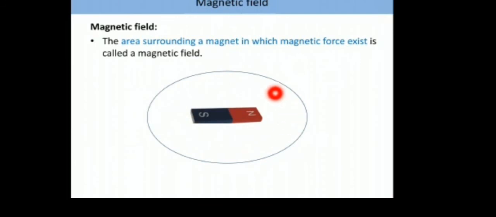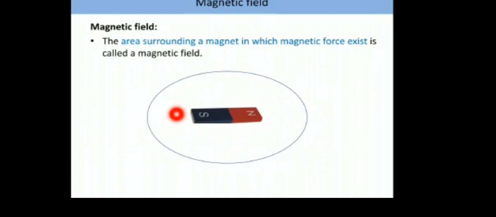The area surrounding a magnet in which, if a metal object is placed, it will attract. Don't place a heavy metal object, because this magnet is very small, so it will not attract something very heavy. If you keep a truck here and expect the magnet to attract it, it is very difficult, because this magnet does not have that much strength or power to attract a truck. So what is a magnetic field? It is the area surrounding a magnet in which, when we keep metal objects, they will attract. That region is known as a magnetic field.